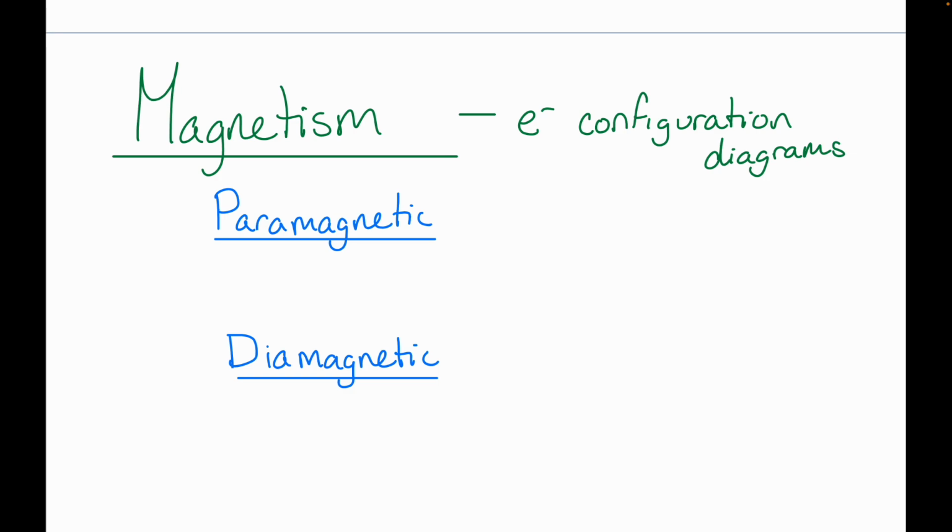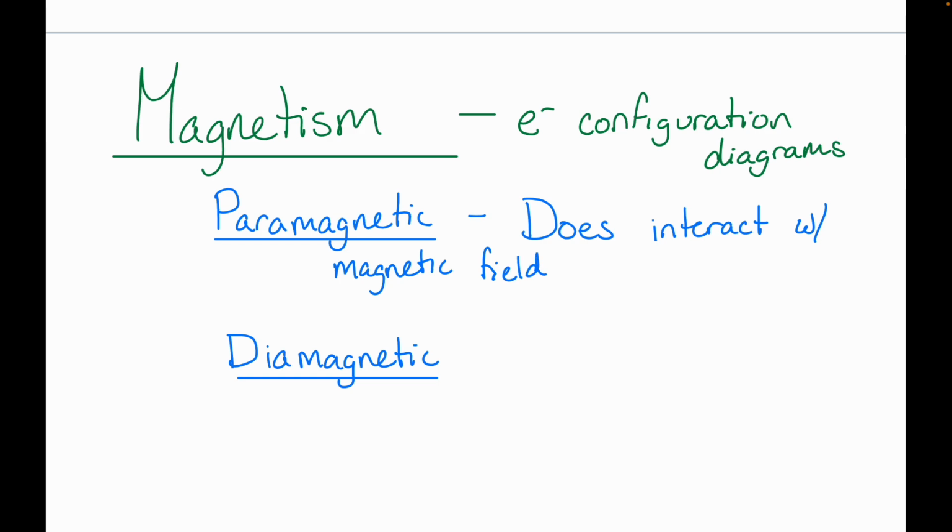Okay, so first of all, what do these words mean? Paramagnetism means that that atom does interact with a magnetic field. And you guessed it, diamagnetism is the exact opposite. That's an element or an atom that does not interact with the magnetic field.